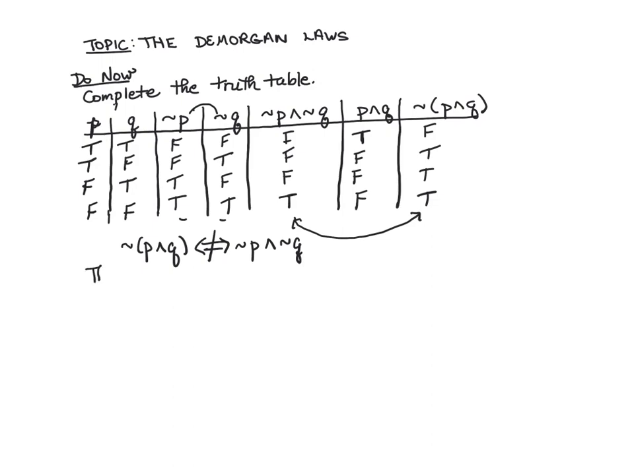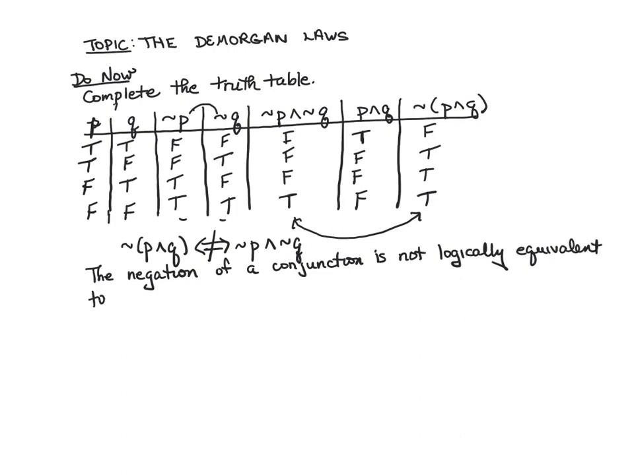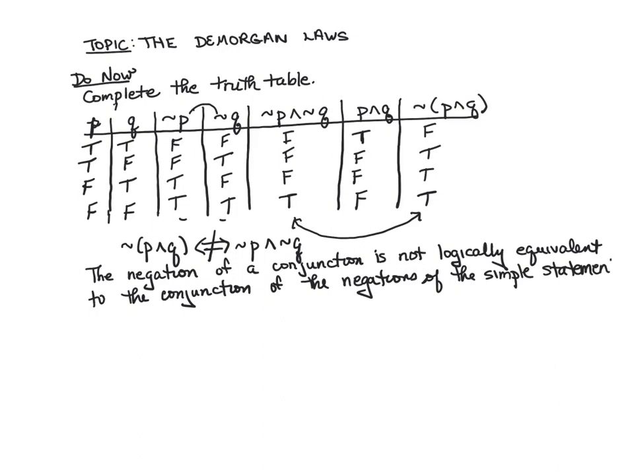So we'll say the negation of a conjunction is not logically equivalent to the conjunction of the negations of the simple statements. I should write that in. Okay, so if we were to negate a conjunction, we can't simply negate each conjunct and put and in between them. We cannot distribute the negation over the conjunction.